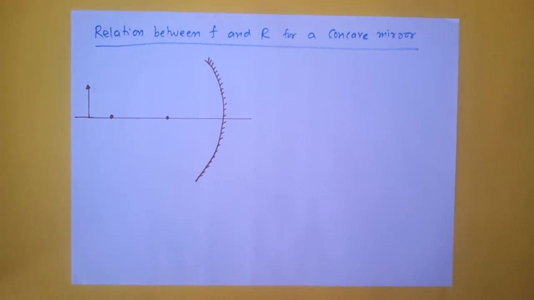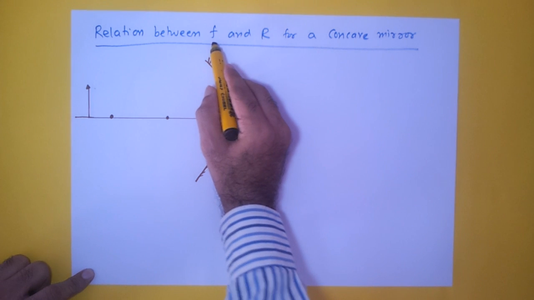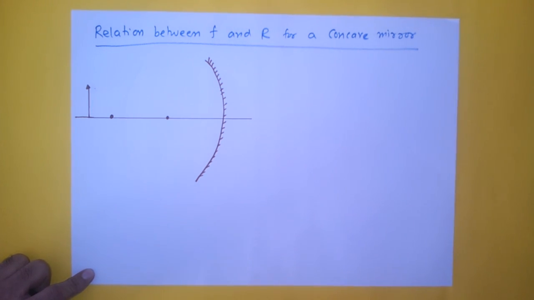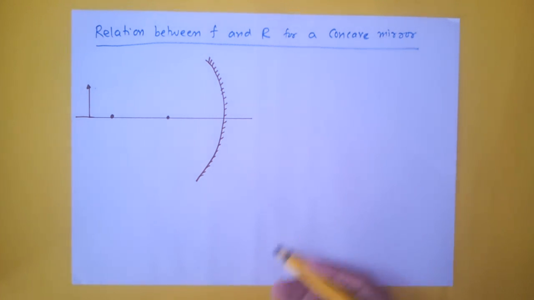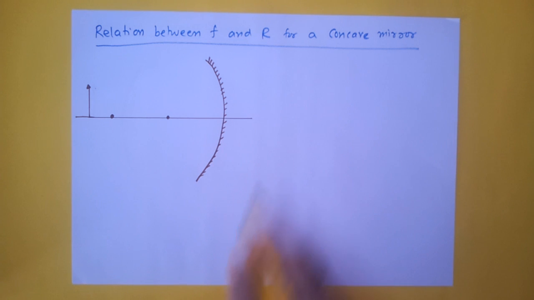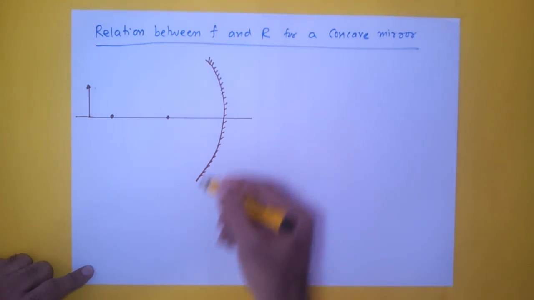Here we are looking at the relationship between the focal length and the radius of curvature of a concave mirror, right? And in the next video, or in the same video, I'll also look at the same relationship between focus and the radius of curvature of a convex mirror also. So just to save time, I have already drawn the diagram.